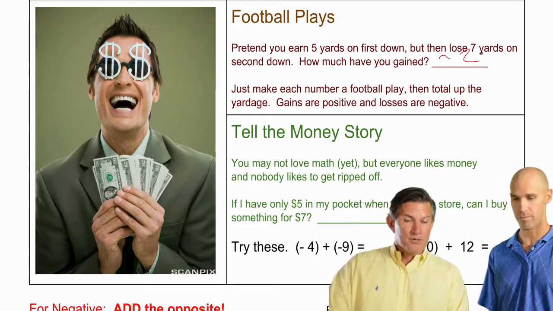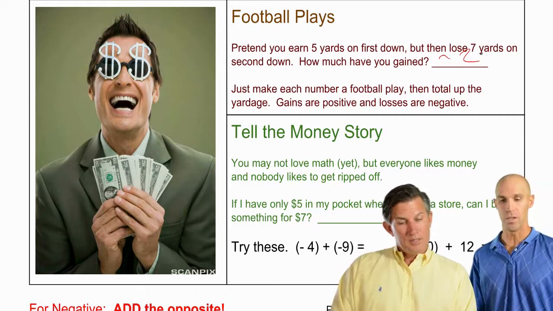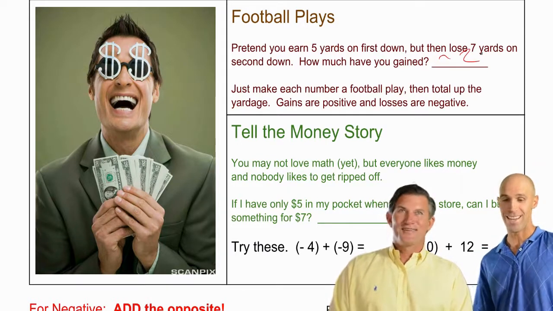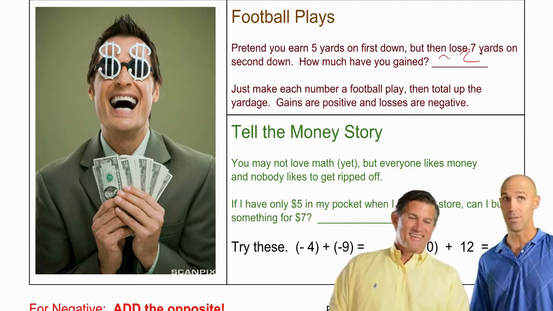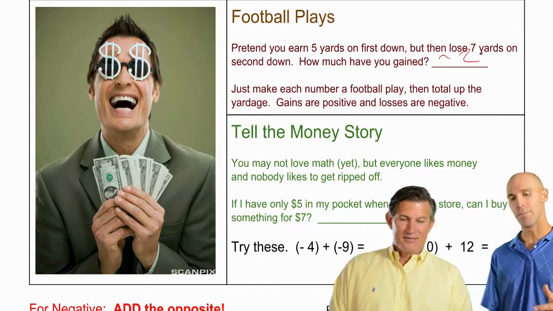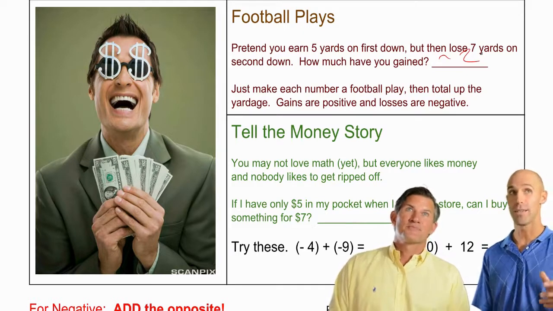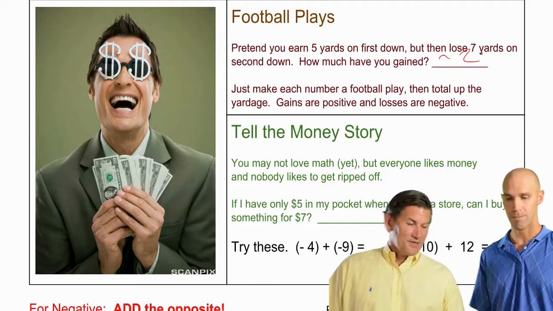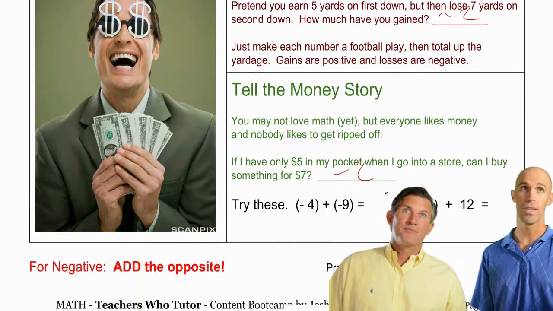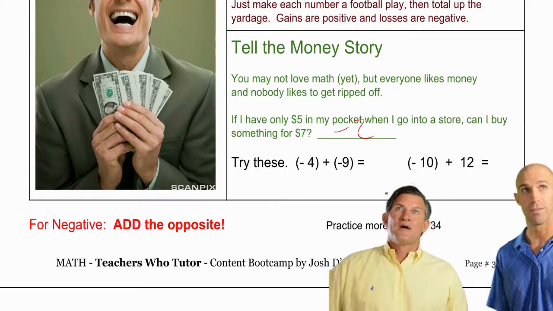All right. You tell the money story. And the money story. You may not love math yet, but everyone likes money. And nobody likes to get ripped off. So it's worth knowing your positive and negative numbers. If I only have $5 in my pocket and I go into a store, can I buy something for $7? Yes, you can. And in America, you'll be negative 2. But a lot of people are. You're in good company.